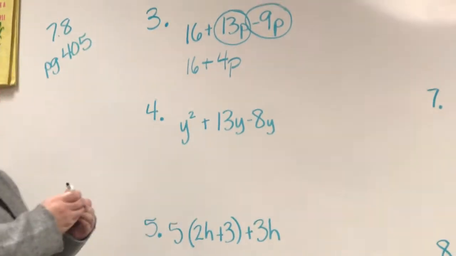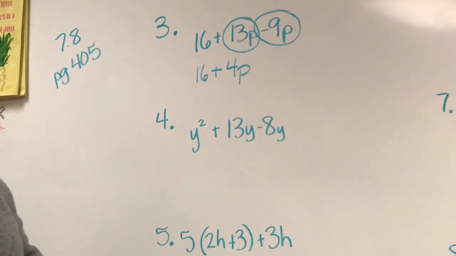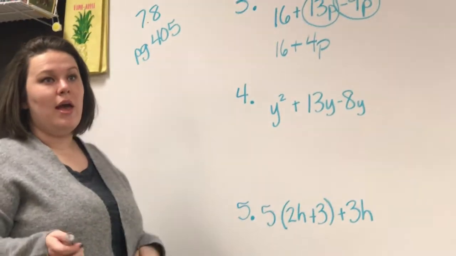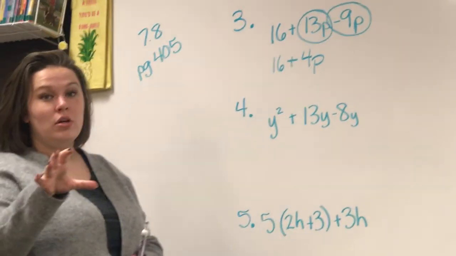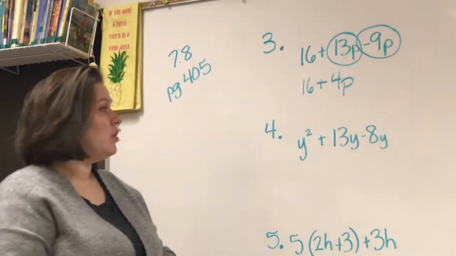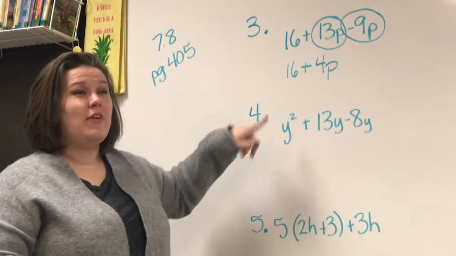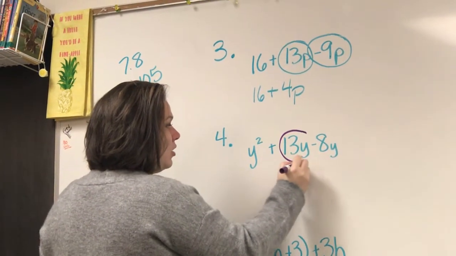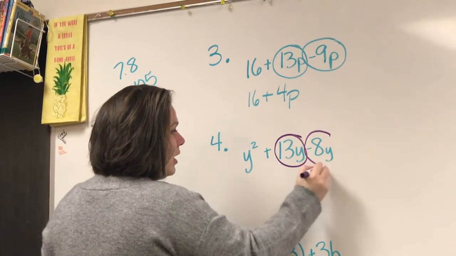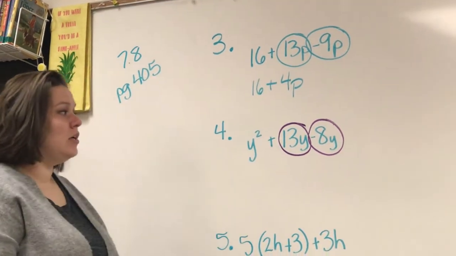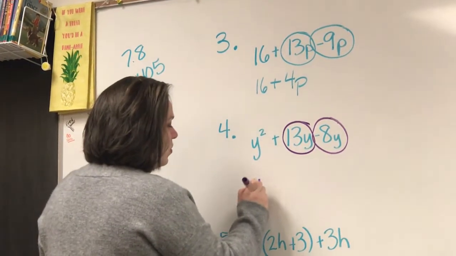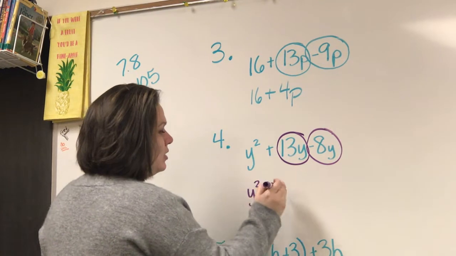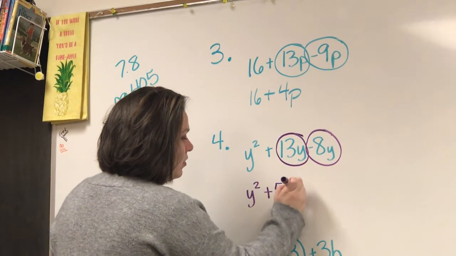All right, number 4 is tricky because on number 4 it has a squared. And I want you to think of squared as a completely different term. Even though they all have y's in them, if it has a squared, I want you to think of it as a separate thing. So I'm going to combine 13y and 8y. I'm going to rewrite my problem. Y squared plus, what is 13 minus 8? I would get 5y.